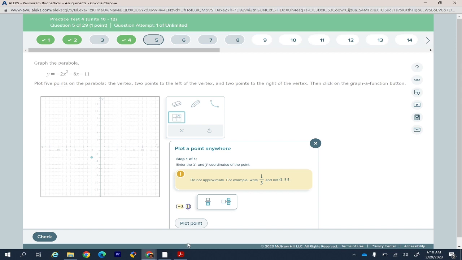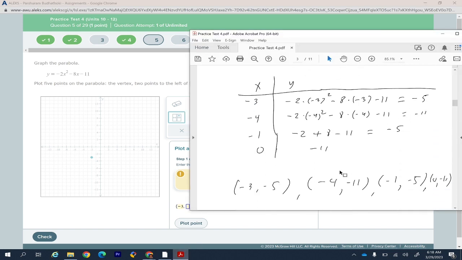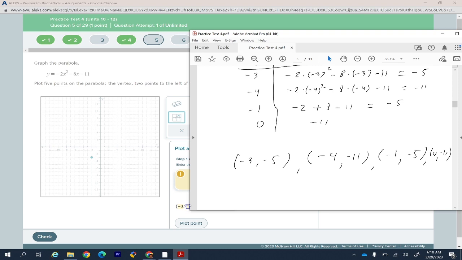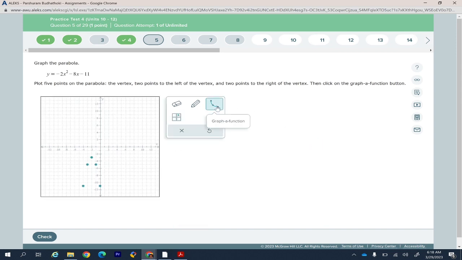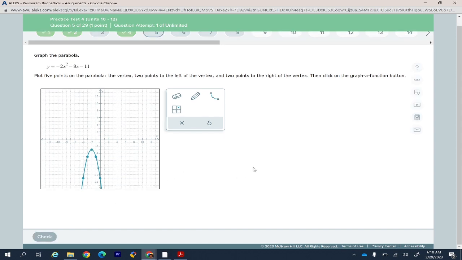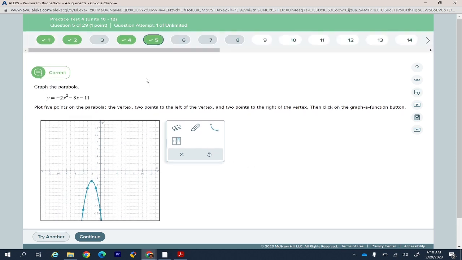At -3, the value is -5. At -1, the value is -5. At -4, the value is -11. And at 0, the value is -11. So plot it. After that, just choose the graph, click it here, facing down, everything down. Okay, so that's number 5.